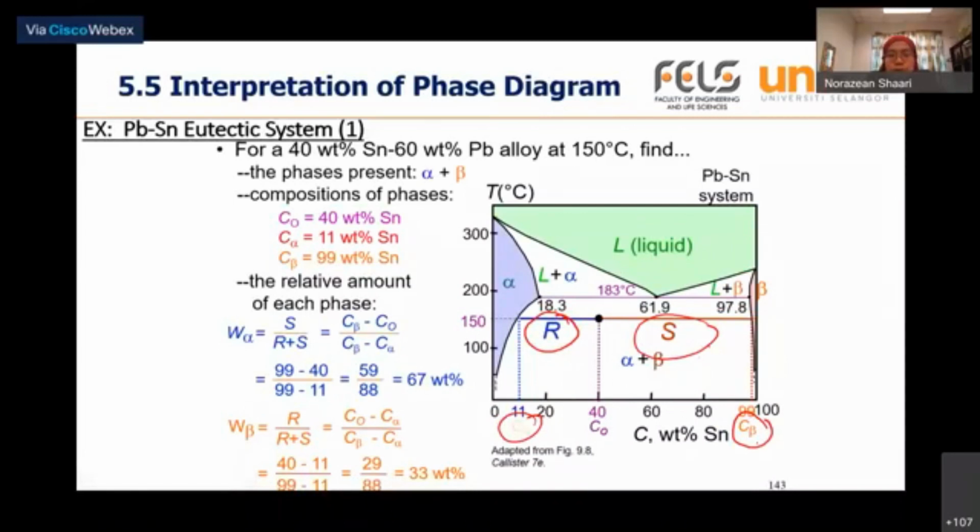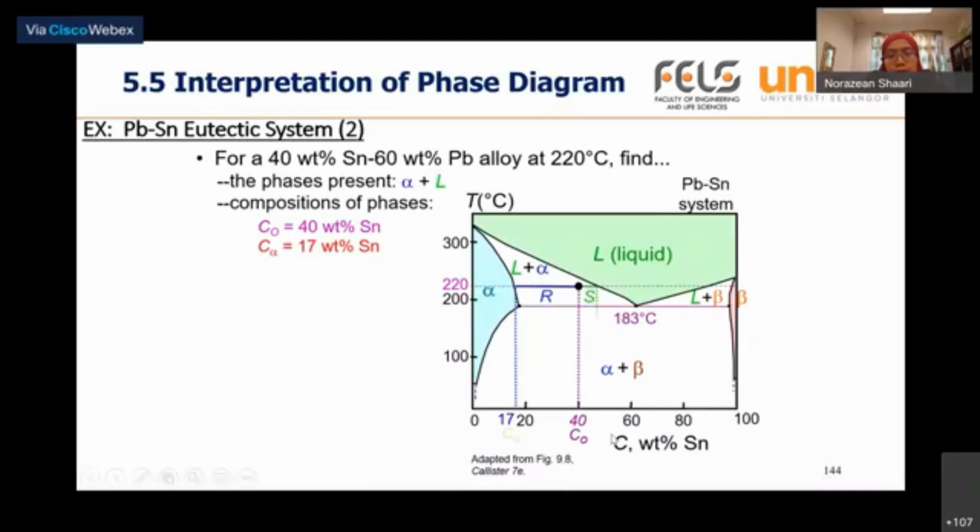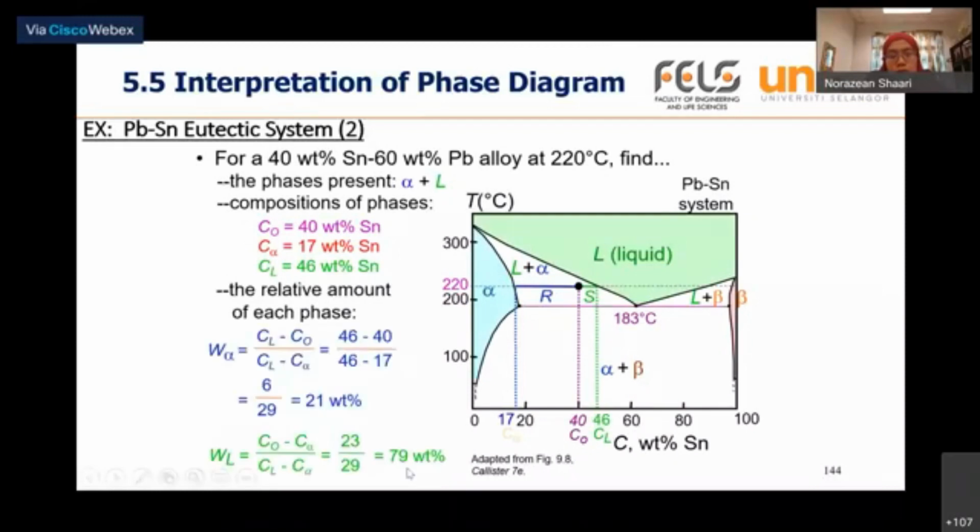Okay, so samalah maksudnya kalau, okay, contoh kalau yang ni dekat 220, okay, so phases present is alpha plus liquid. So ada dua composition. So kita akan draw tie line within this region only. Okay, so you akan dapat C alpha dan juga C liquid. Okay, and then phase amount sama. So you akan dapat 21, okay, dan juga 79.